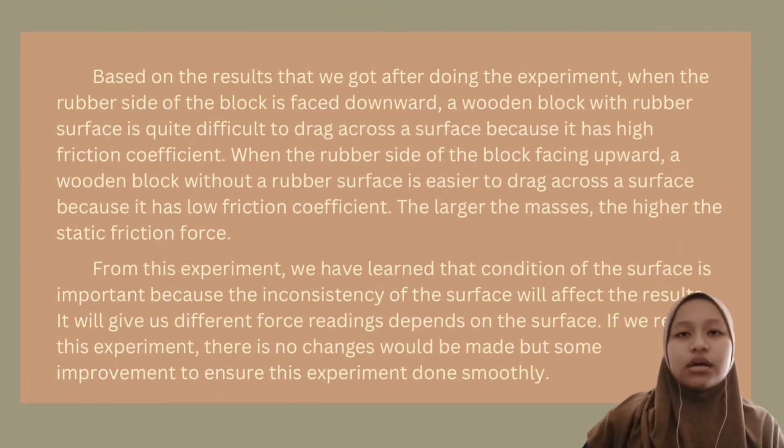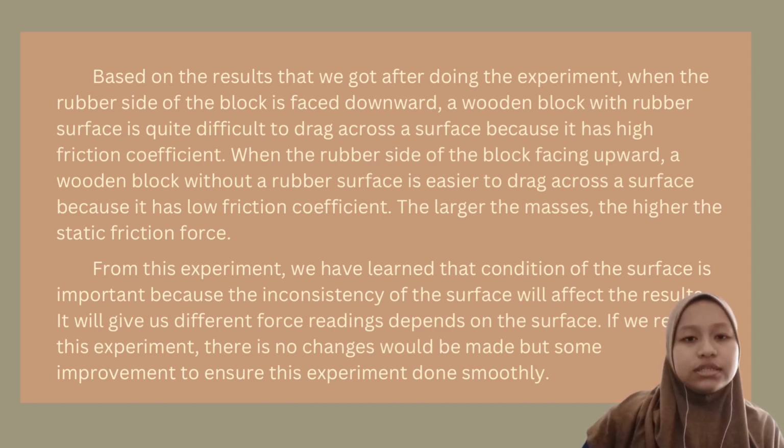Based on the results that we got after doing the experiment, when the rubber side of the block is faced downward, a wooden block with a rubber surface is quite difficult to drag across a surface because it has a high friction coefficient. But when the rubber side of the block is facing upward, a wooden block without a rubber surface is easy to drag across a surface because it has a low friction coefficient. From the experiment, we know that the larger the mass, the higher the static frictional force.